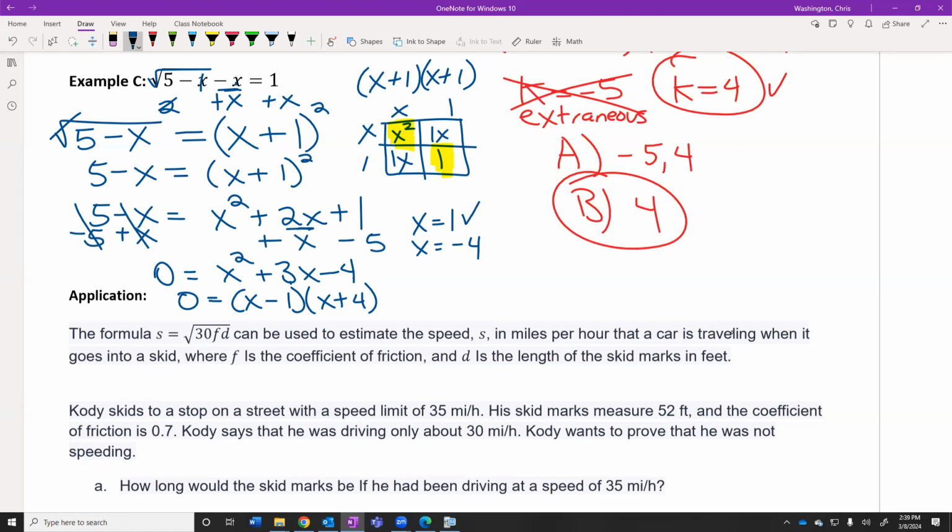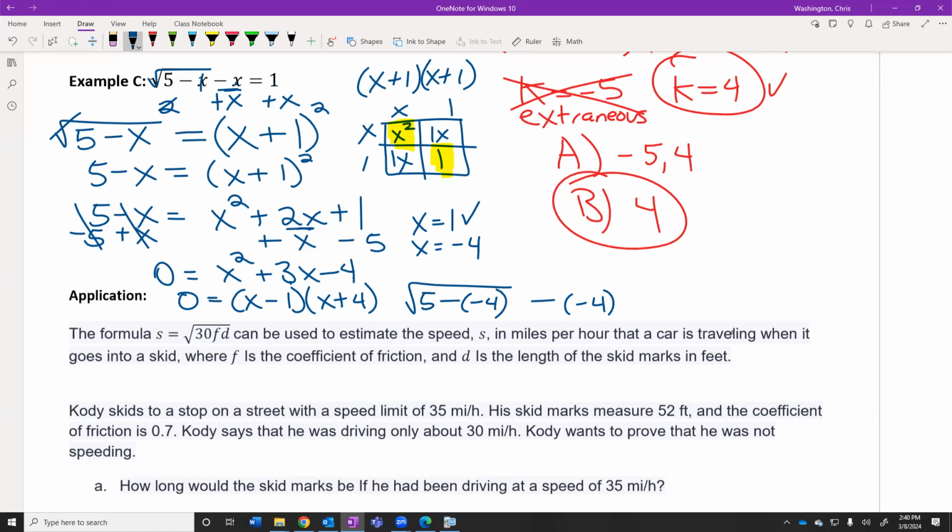Plug in negative 4. You have to be really careful when you plug in negative 4, because you start subtracting negatives. When you type that in your calculator, you're going to have minus a negative, and if you leave the minus negative off, it's not going to work out. So we get 5 minus negative 4 minus negative 4. That's what you should type in your calculator.